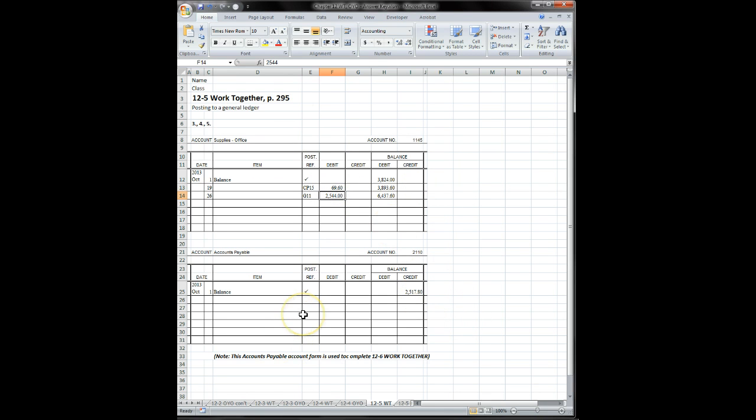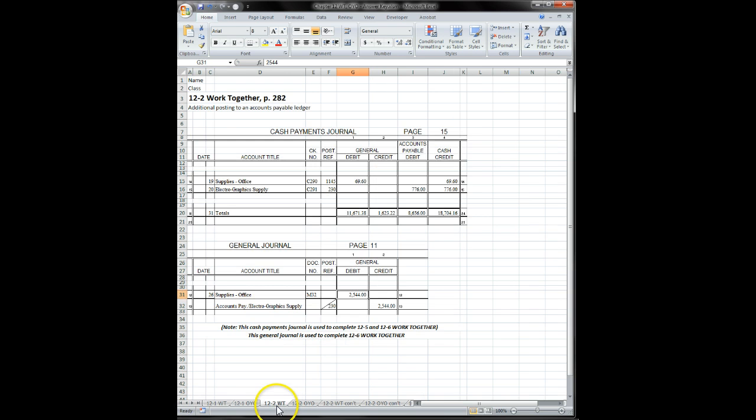So, we posted that one, but we have one more step to do in the posting. We have to take this 1145. We need to go back to the journal that we came from, 12-2, and we want to put 1145 right here, right? All right, next one, accounts payable. Well, we already posted the electrographic supply, so now we need to post accounts payable.